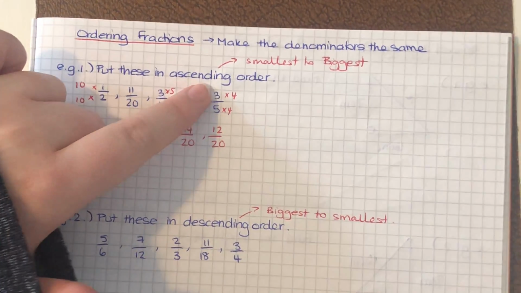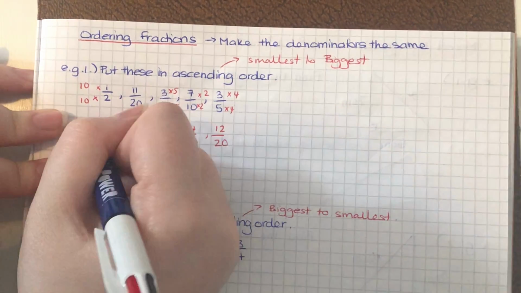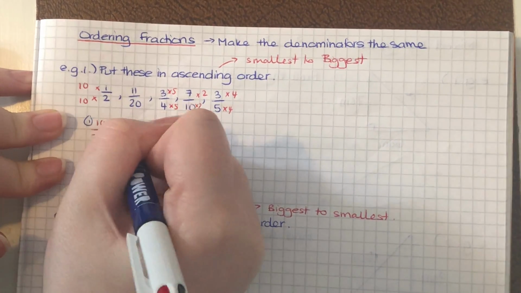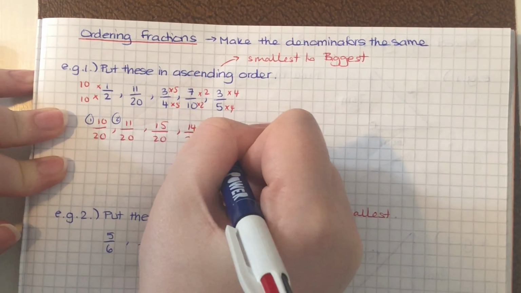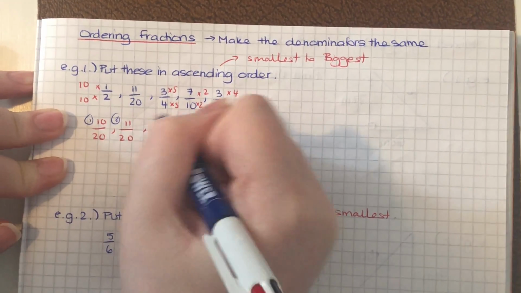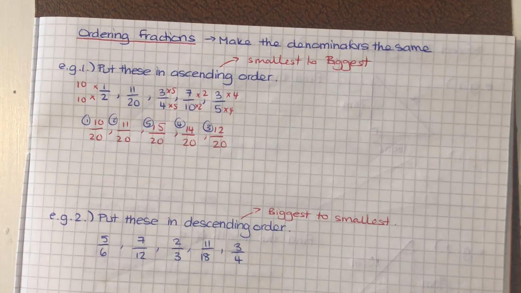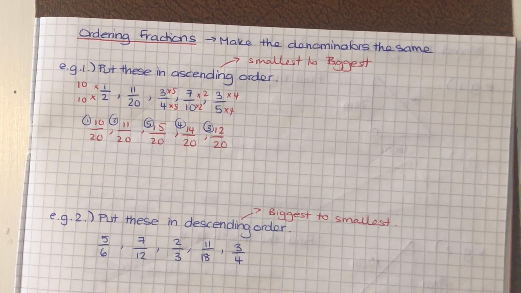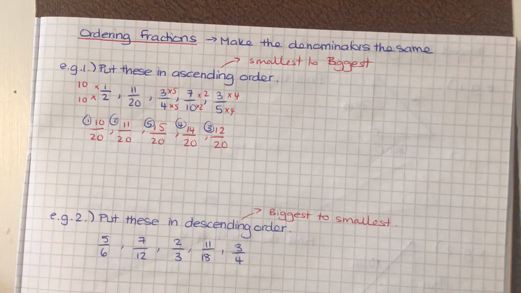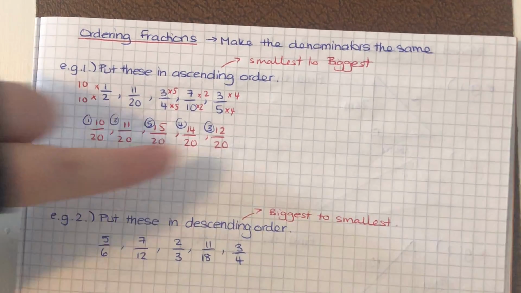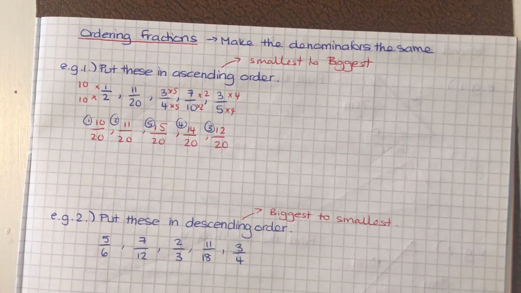We're going in ascending order, which means we're starting with the smallest. So that's going to be the first one, that's going to be the second, third, fourth and fifth. Now the reason why I've done that first is because when you write your answer, it has to be the original fractions that were in the question. So me writing just which order they go in will help me write the final answer.